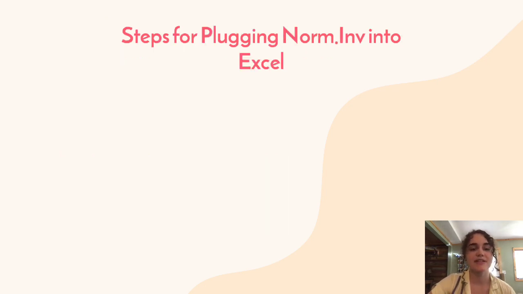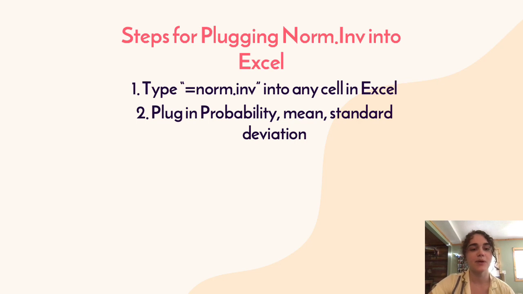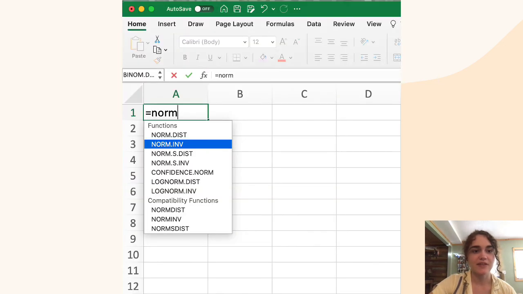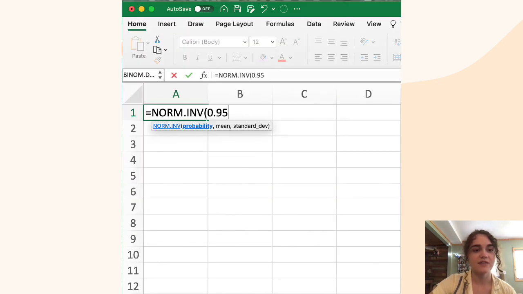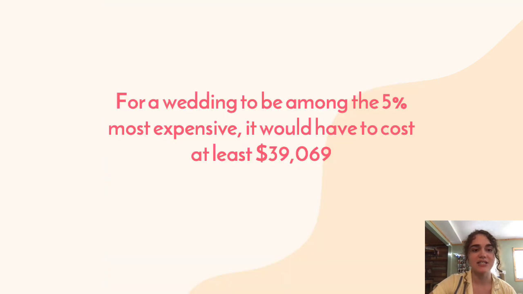So the steps for plugging this into Excel would be to type equals norm.inv into any cell in Excel, and then plug in probability, mean, and standard deviation. These numbers have already been established through our equation, or through the problem given. Norm.inv, probability, mean, standard deviation, and then press enter and you should get your answer. Realize that for a wedding to be among the 5% most expensive, it would have to cost at least $39,069.